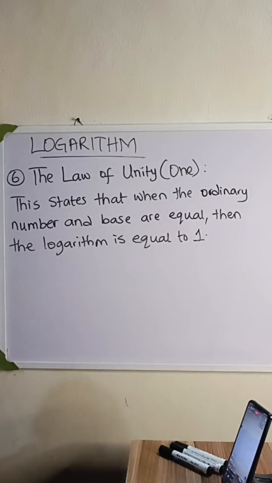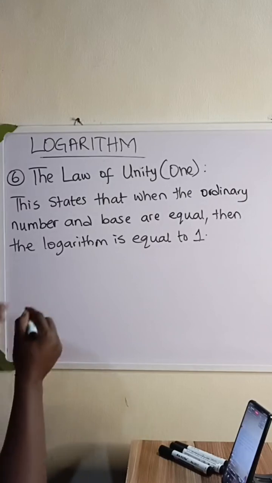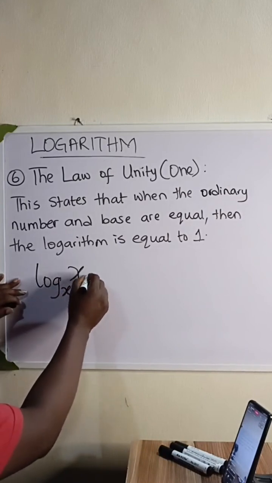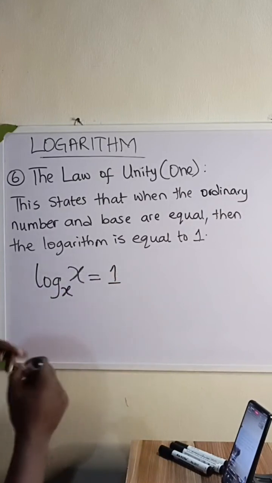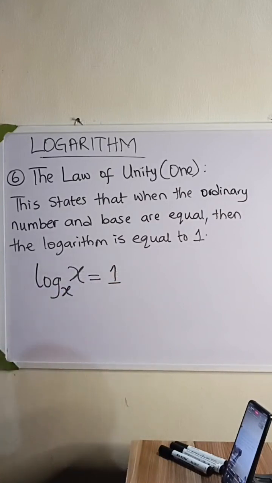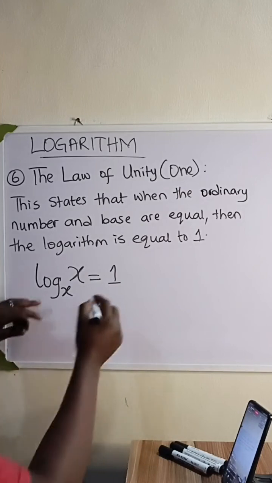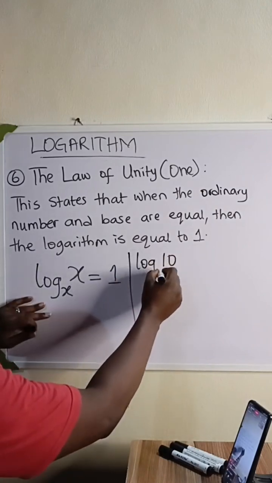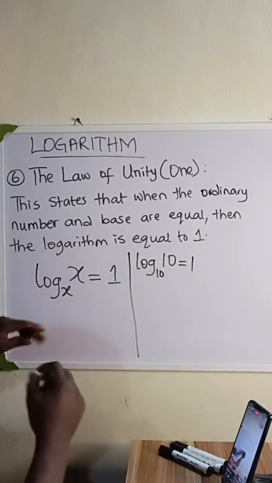Okay, so this states that when the ordinary number and the base are equal, then the logarithm is equal to 1. So when you have log x base x, this is equal to 1. For example, if you have log 10 base 10, this is equal to 1.